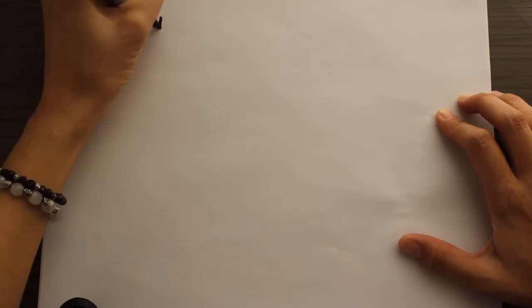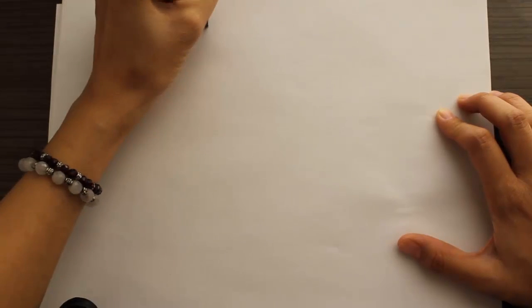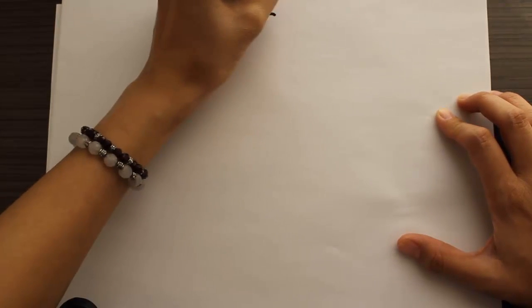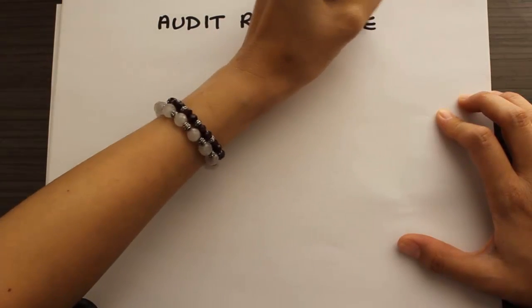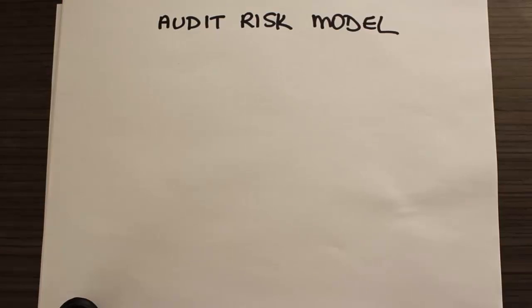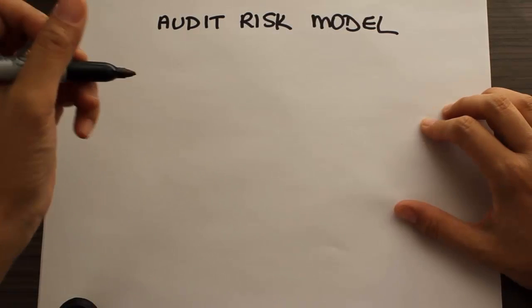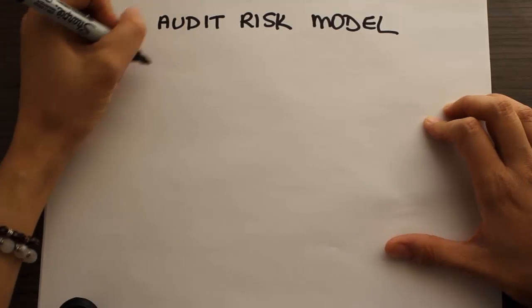Alright, so today we're going to look at the Audit Risk Model. And our Audit Risk Model is a methodology we use to try and identify the audit strategy that we need to follow. So let's look at the formula first.